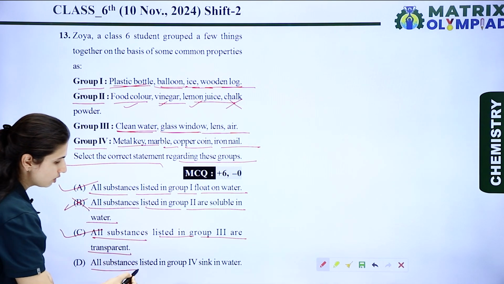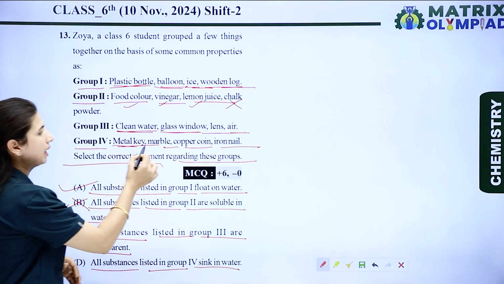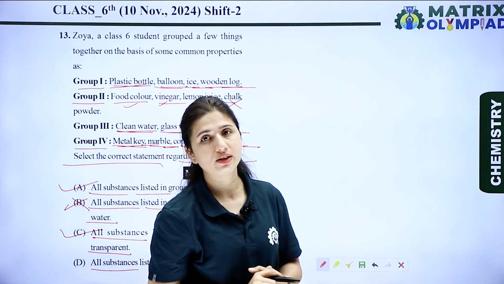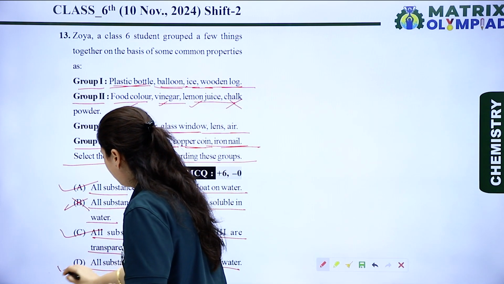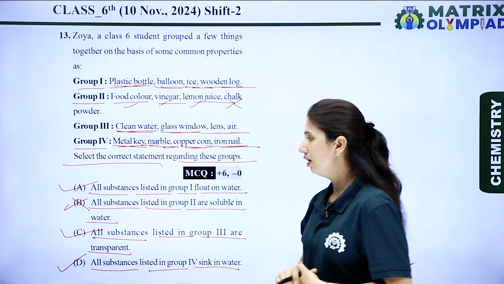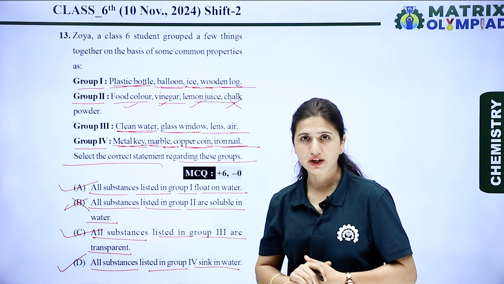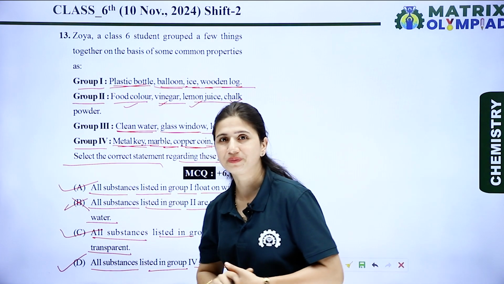Next is all substances listed in group fourth sink in water. Metal key, marble, copper coin and iron nail. Yes, these all have higher density than water, so they can easily sink in the water. So option D is also a right option. So options A, C and D are the right options for this question and B is the wrong option.